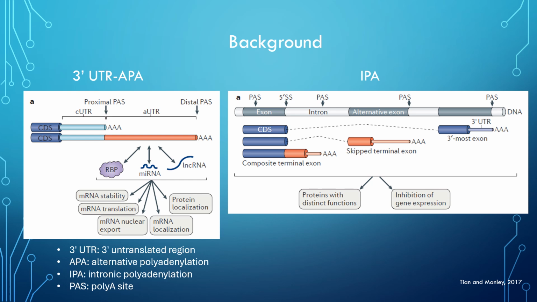Intronic polyadenylation has multiple subtypes, including the composite IPA, where the terminal exon is formed by an internal exon and an extension part from its adjacent intron. The other type of IPA is called skipped IPA, where a hidden alternative exon is used as the terminal exon. As we can see, IPA could result in changes in the coding sequence and produce truncated mRNA, which can further lead to dysfunctional proteins or reduced gene expression.